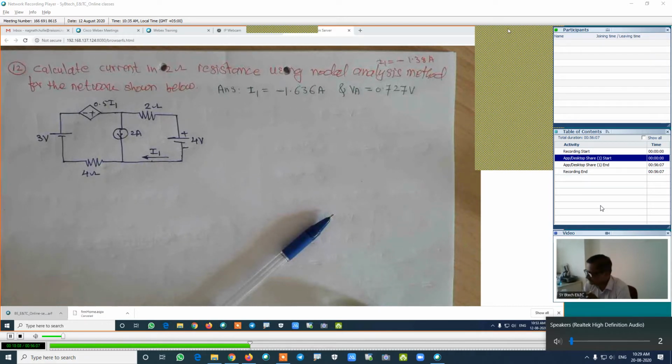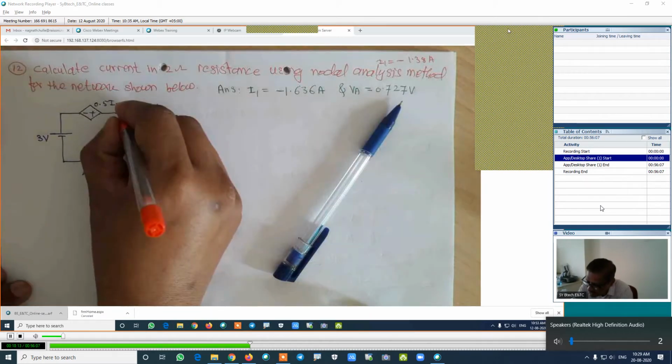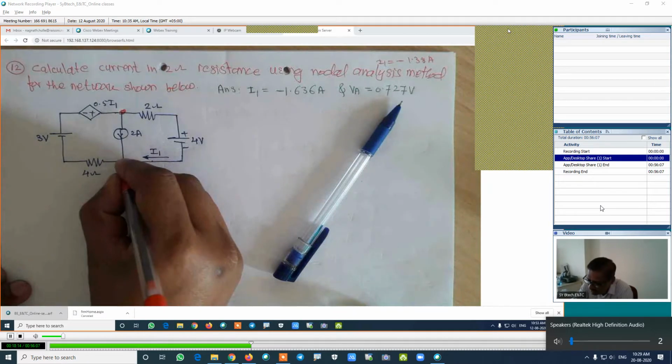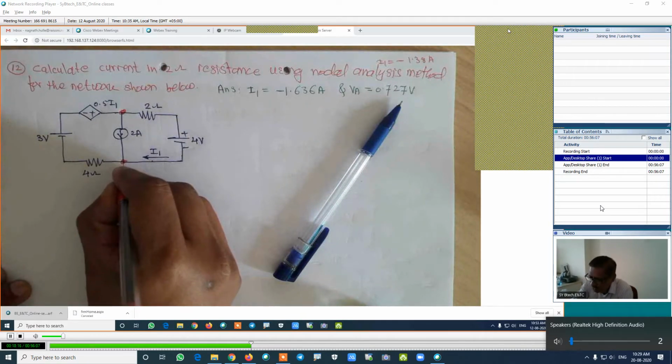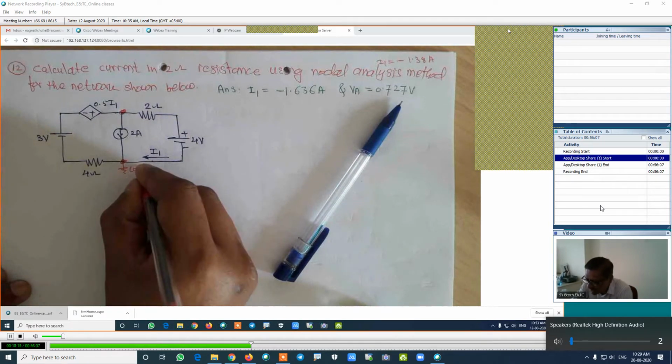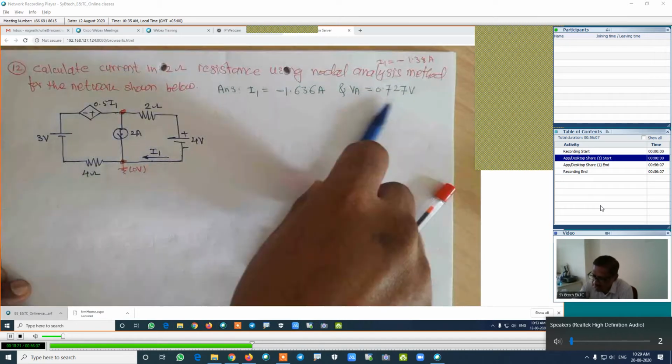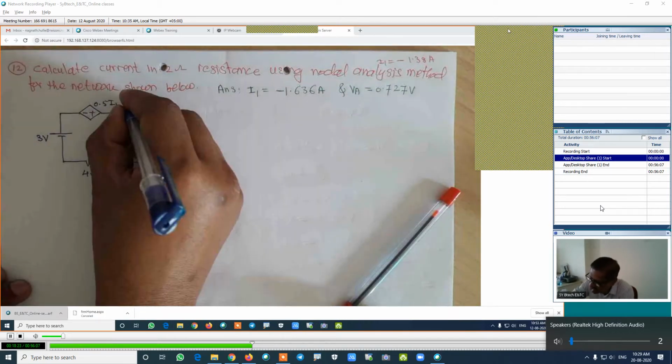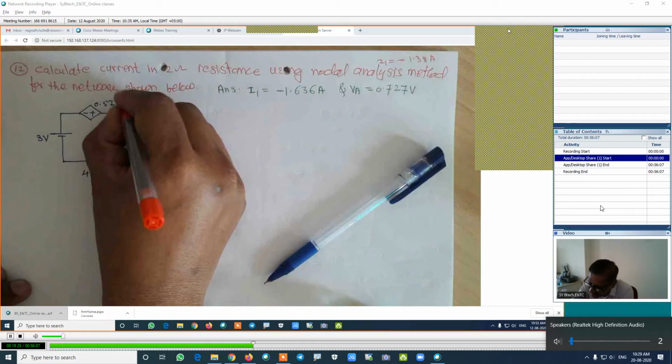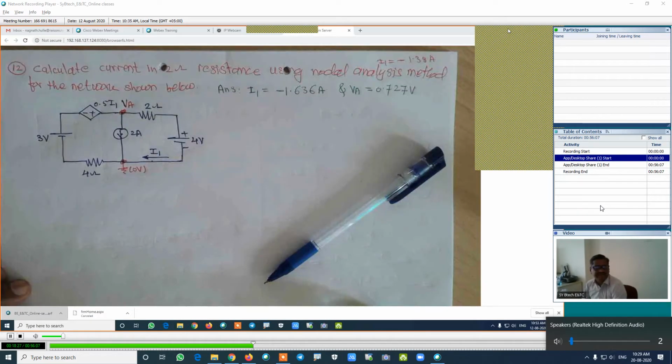2 nodes. And out of these 2 nodes, one node will be this, another node will be this. Out of that, this will be the ground node whose potential is assumed to be 0 volt. This is the node A and its potential is taken as VA. Then we have 3 currents.